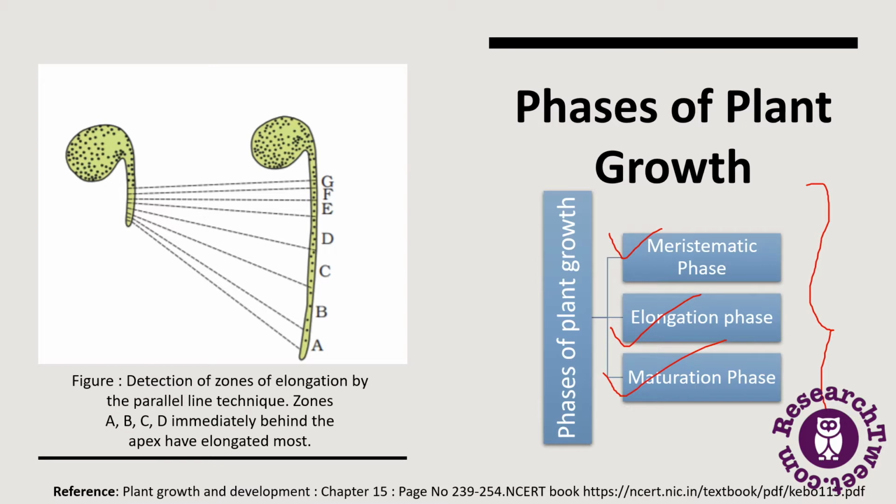In this figure, the plant is depicted with its zones. Here A and B are the meristematic phase, C, D and E are the elongation phase, and F and G are the maturation phase. Now we will discuss each of these phases in detail. First comes the meristematic phase.